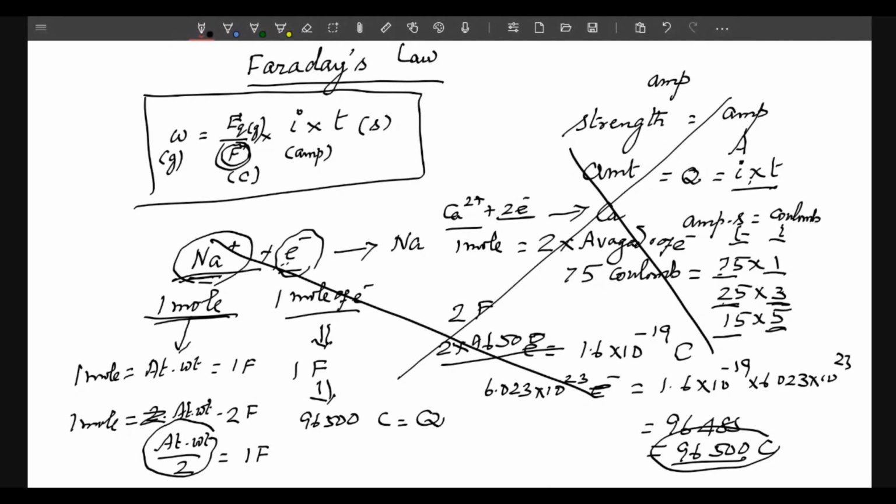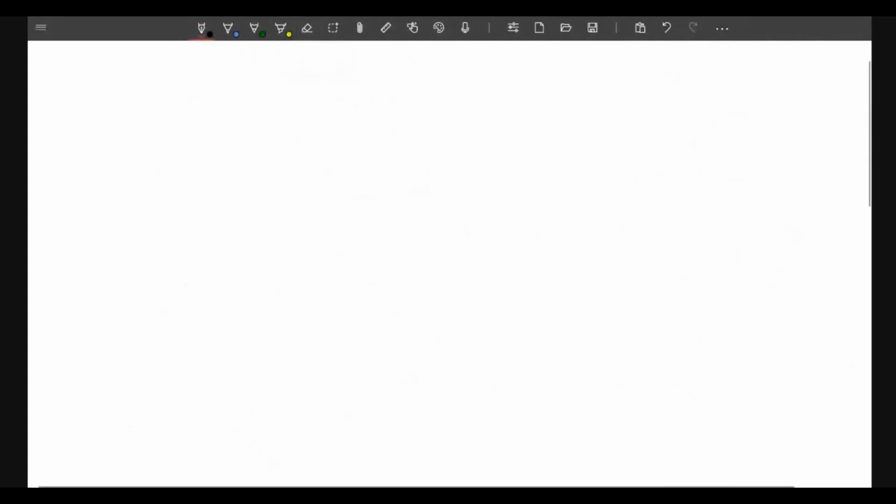What do you mean by equivalent weight? Equivalent weight of any metal can be easily calculated as atomic weight by its valency. Or if it's a species, you can calculate it as molecular weight by oxidation number change.